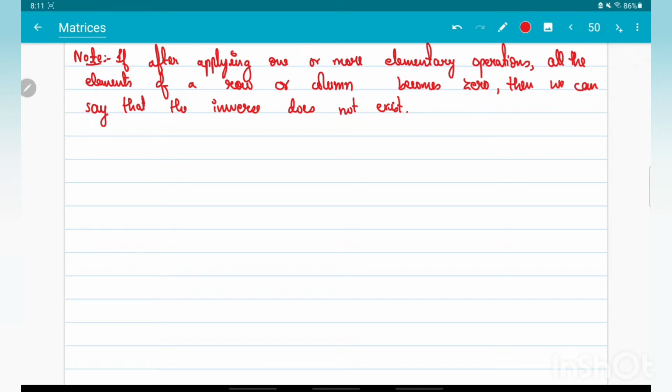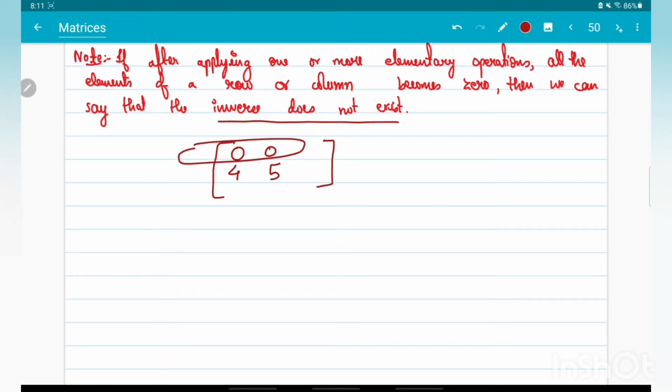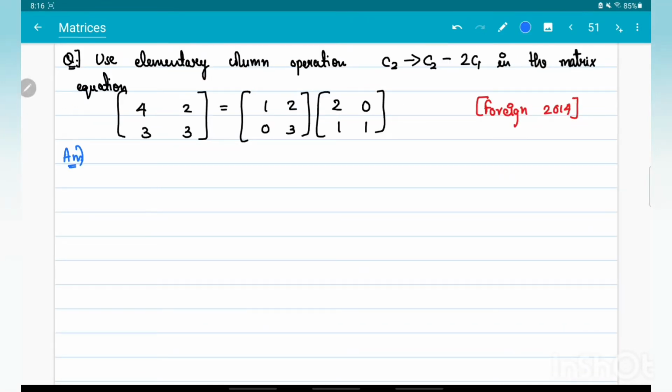Before we move on to the questions, one important note: while we are applying these elementary row operations, if all the elements of a particular row or all the elements of a particular column become 0, then we can say that the inverse of that matrix does not exist. Suppose we keep on applying the elementary row or column operations and we get something like 4 5 0 0. You can see here all the elements of row 1 have become 0, which means we can stop the process there and say that the inverse does not exist. This is one of the important points. Now let us solve some questions.